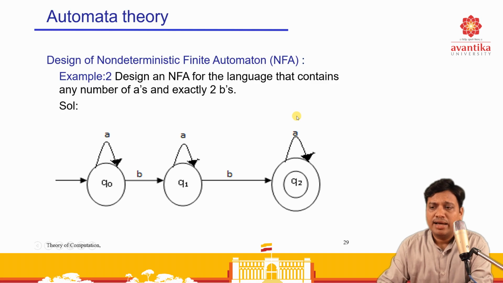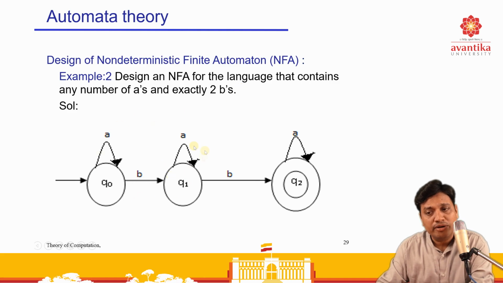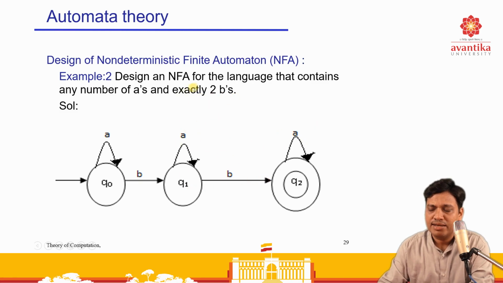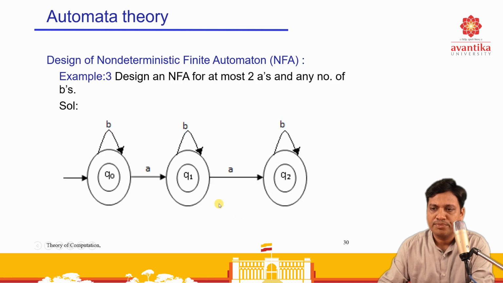The second example is an NFA for the language that contains any number of A's and exactly 2 B's. The second condition is exactly 2 B's, while accepting any number of A's. So again, define any number of A's as a self loop. Start with the initial state Q0. First, A accepts any number of A's in the form of a self loop, then a single B. The second condition is exactly 2 B's. So any number of A's and exactly 2 B's.